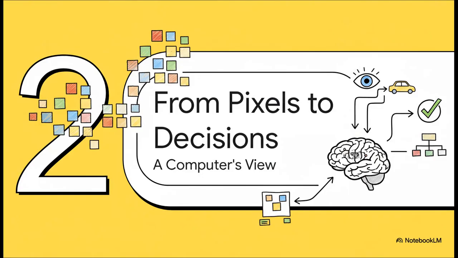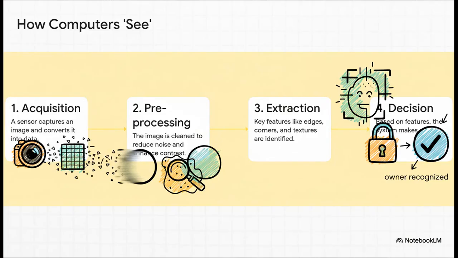So what did deep learning actually unlock? How does a modern system go from that meaningless grid of pixels we talked about to making an intelligent decision? Let's pop the hood and take a look. It's pretty much a four-stage pipeline. First, you've got acquisition, where a camera turns light into raw data. Then comes pre-processing, which is kind of like sharpening a blurry photo to clean it up.